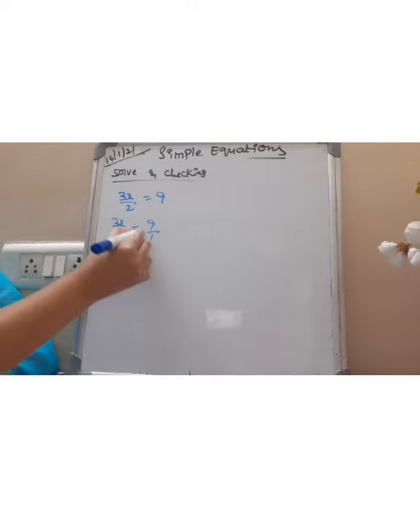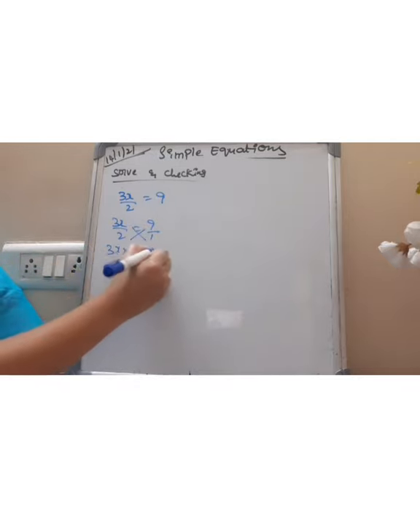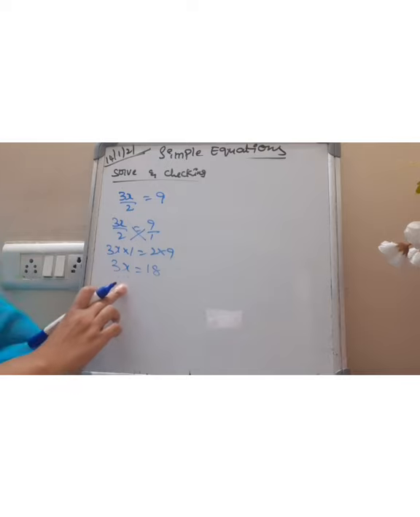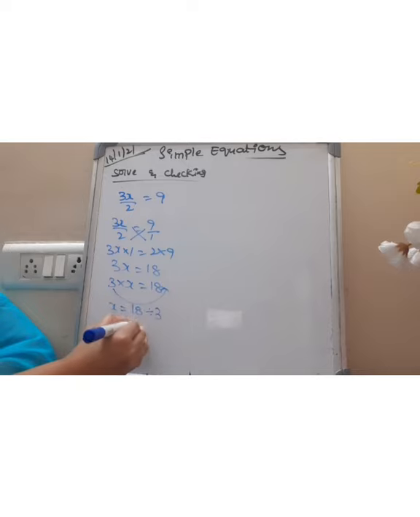So we will go for the cross multiplication. Right, children? So this is 3x into 1 is equals to 2 into 9. So 3x is equals to 18. What is there in between 3 and x? If no operation is there, it means that there is a multiplication operation in between them. So 3 into x is equals to 18. So we will send 3 to the other side. x is equals to 18 divided by 3. x is equal to 6 we got now.